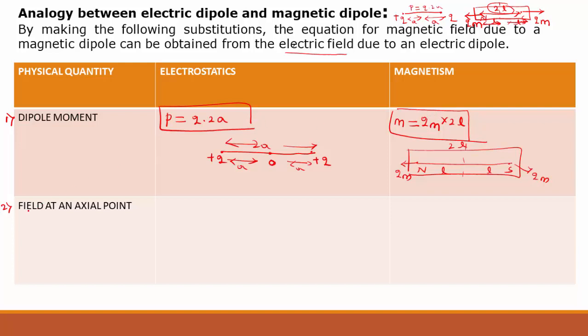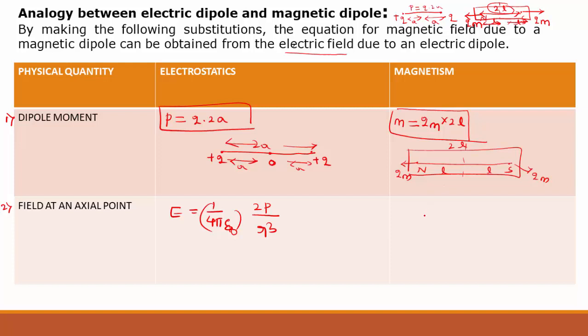The second quantity is the field at an axial point. In case of electrostatics, we derive the expression for the electric field on the axial line, and we get the equation E is equal to 1 divided by 4 pi epsilon naught into 2p divided by r cube.